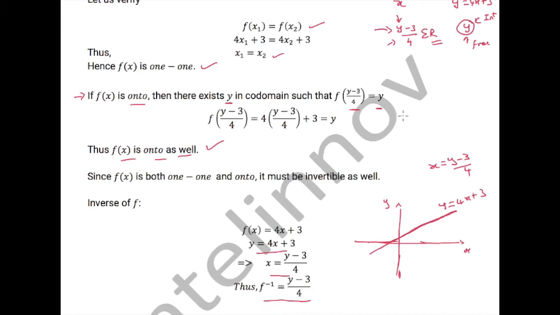Remember, if f of g of x equal to x, it means g of x is the inverse of f. And it is also true that f will be the inverse of g of x.